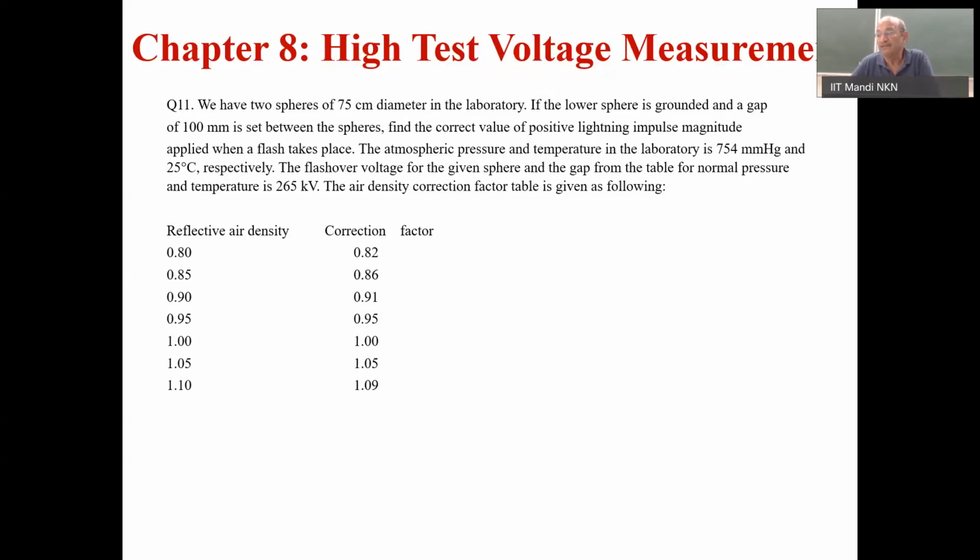You determine the air density factor and you'll get the correction factor. Multiply that correction factor by 265, and you'll get the exact value. So it's very simple. Okay, I'll proceed. You work it out and then see the solution.